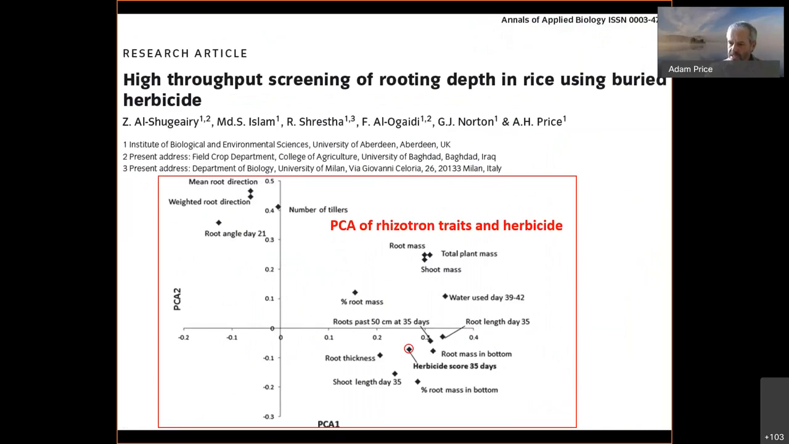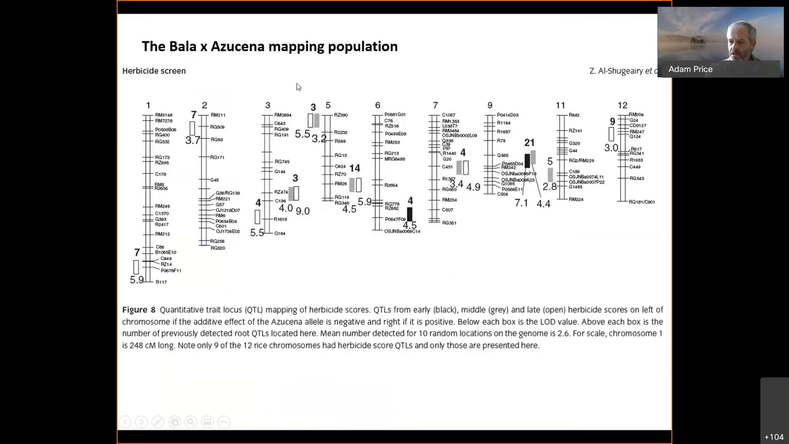And if we do a PCA of rhizotron traits and herbicide, what we see is this herbicide trait here is very closely related to root traits rather than shoot mass, for example. It's very much related to root depth. And this methodology can pick up some of our QTLs. This is our favorite QTL on chromosome 9. We pick this one up very easily. We've got a really strong root growth QTL in rhizotrons. We don't pick up with the herbicide method, so it's not exactly the same, and we don't really know why.